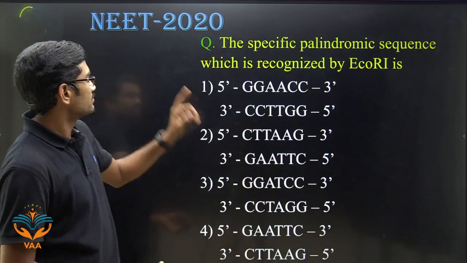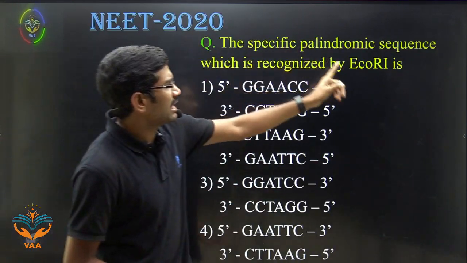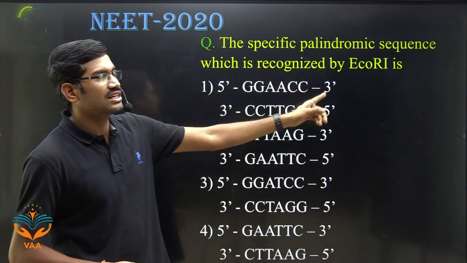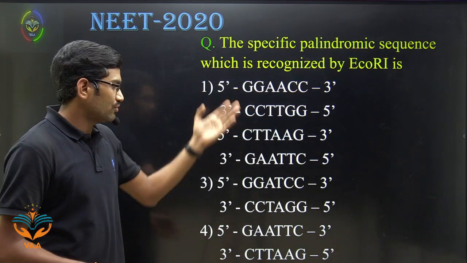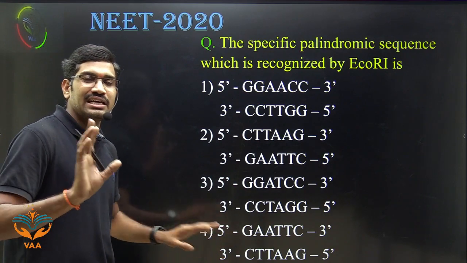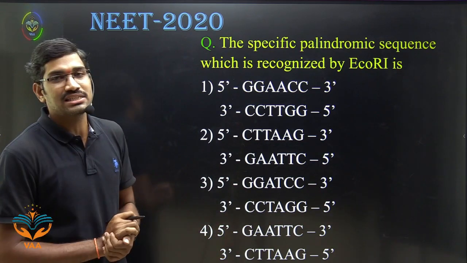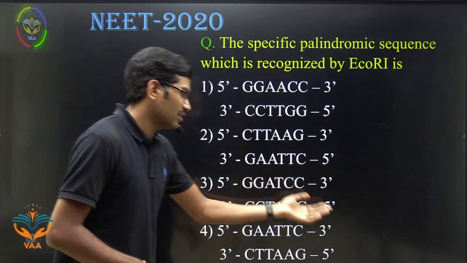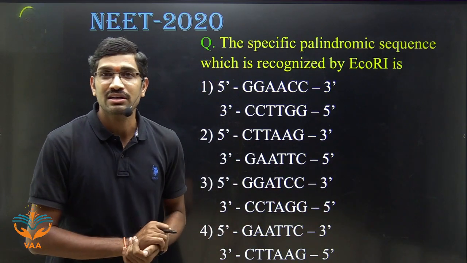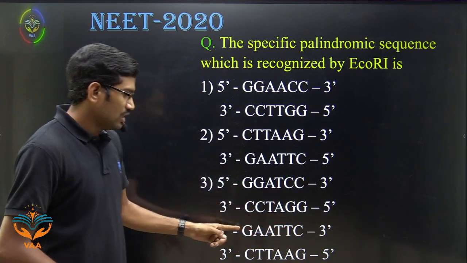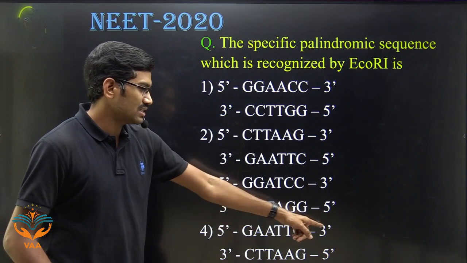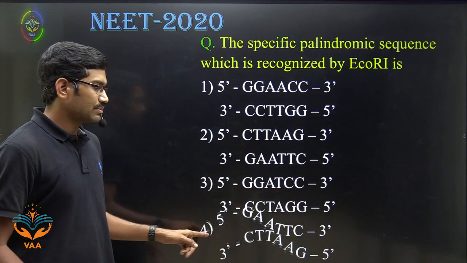Clear? Next one, the specific palindromic sequence which is recognized by EcoRI is. Many times we remember GAATTC, but on which side 5' is there and on which side 3' is there, we do not recognize, so we need to remember it this way. Towards the G is 5' and towards the C is 3'. So the answer is option 4.